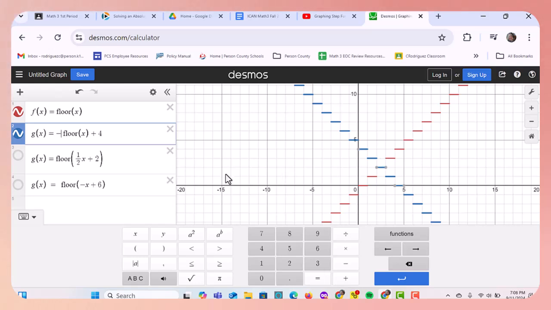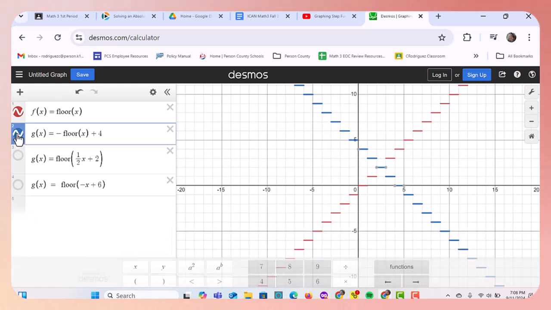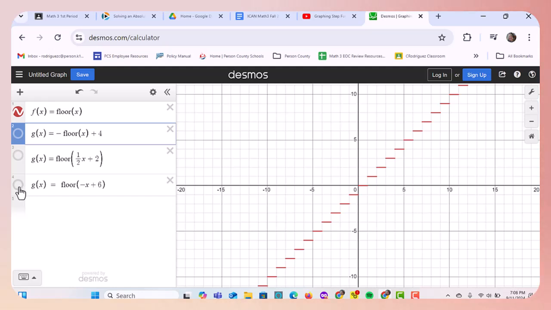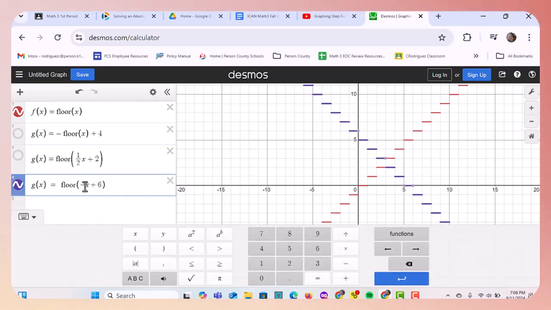All right, now let's go to the last one. Let me turn this one off. And then this is going to be the floor of -x plus 6. Okay, so let me take that negative out. That plus 6 is going to move it to the left 6. 1, 2, 3, 4, 5, 6. And then that negative is going to flip it around and reflect it.